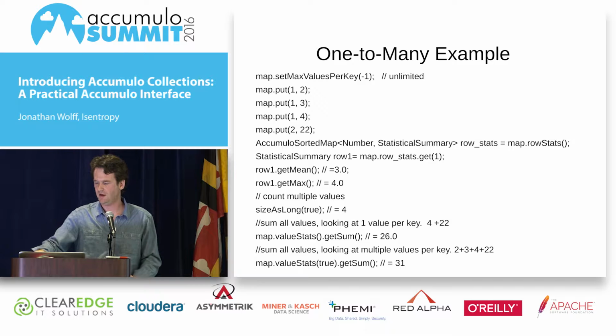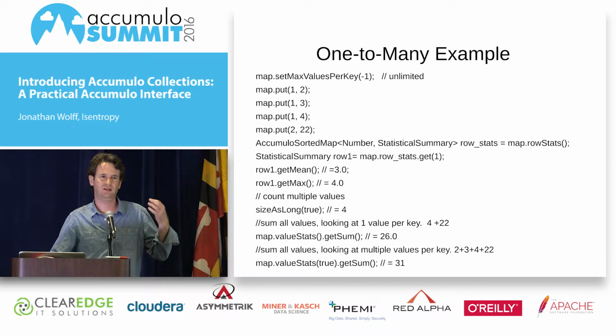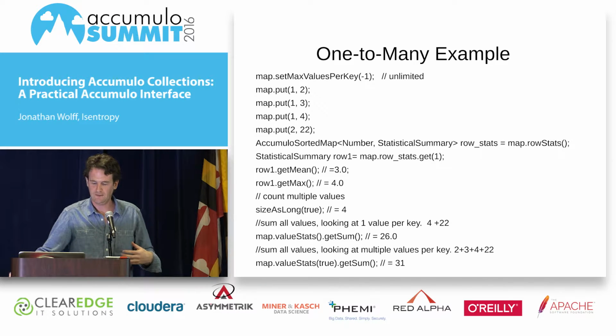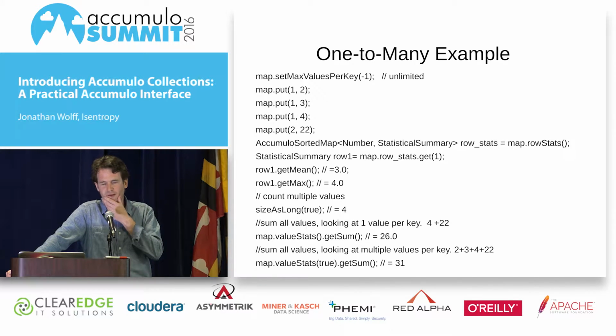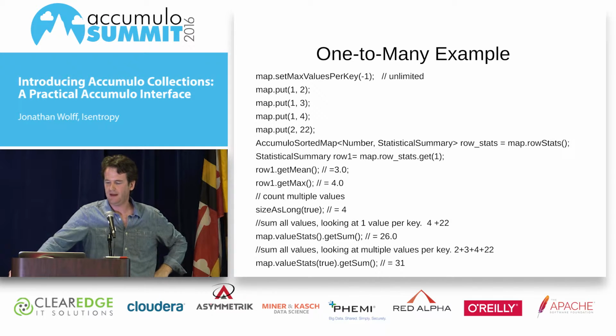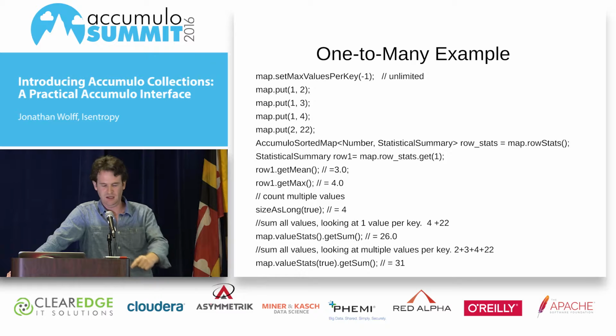So when you call RowStats.get, that's when it actually pulls the data and computes the aggregate. Statistical summary is part of the Apache Math package, and what this really is, is a map of each key value, so in this case 1 and 2, and then it maps them to a statistical summary per row of the values associated with that key.